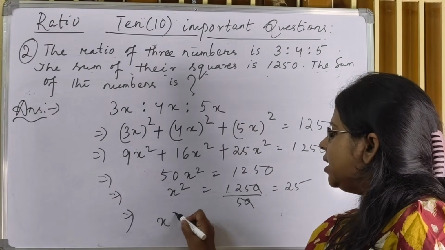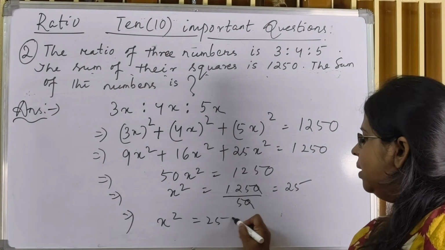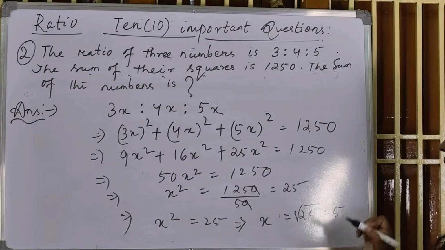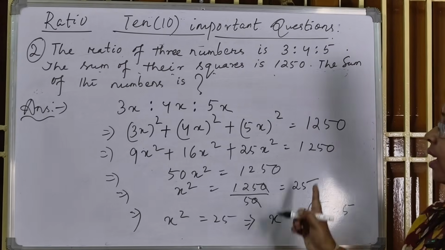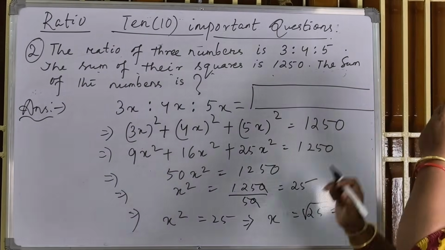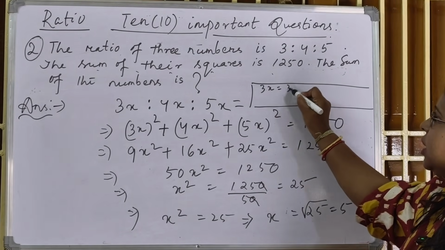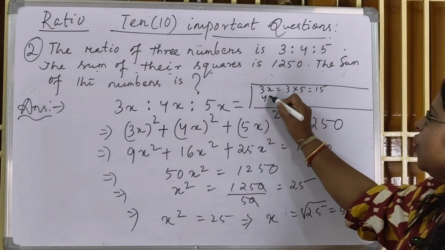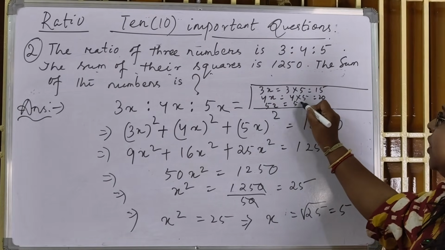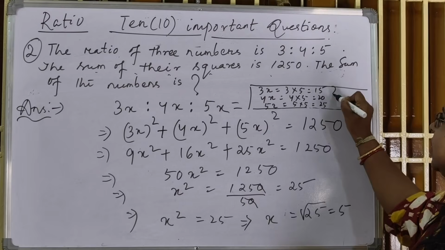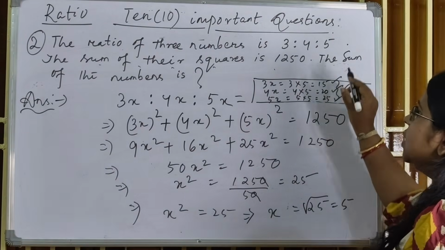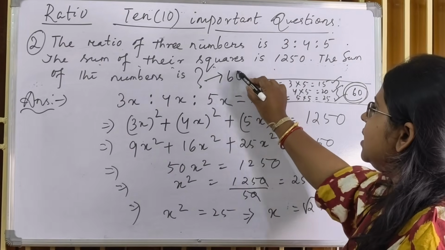Now here the square is given, on the other side it would be the root. So x equals the root of 25, that is 5. Now we have got the value of x. Now we will put it in every part as we have done before. It has asked to find the sum of the numbers. So 3x would be 3 into 5, 15. 4x would be 4 into 5, 20. And 5x would be 5 into 5, 25. And then you have to add all these numbers. 60 is the answer. So the sum of the numbers is 60.